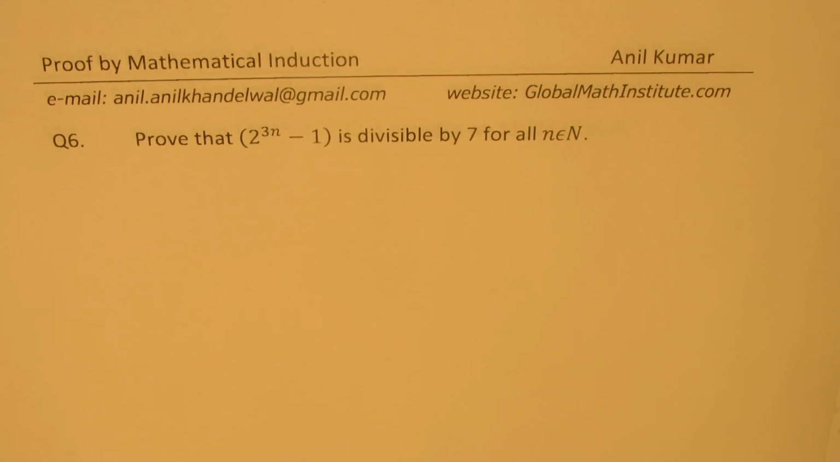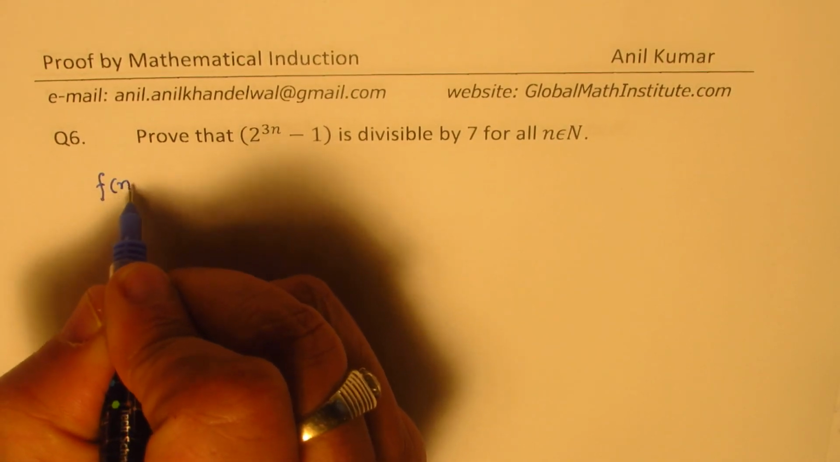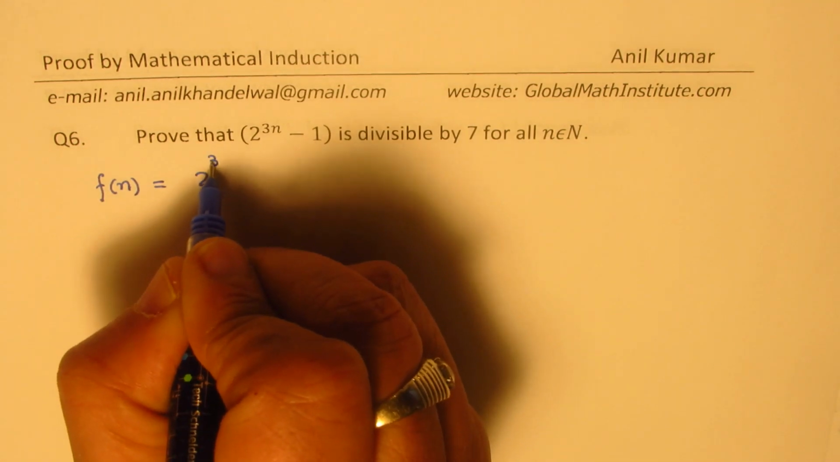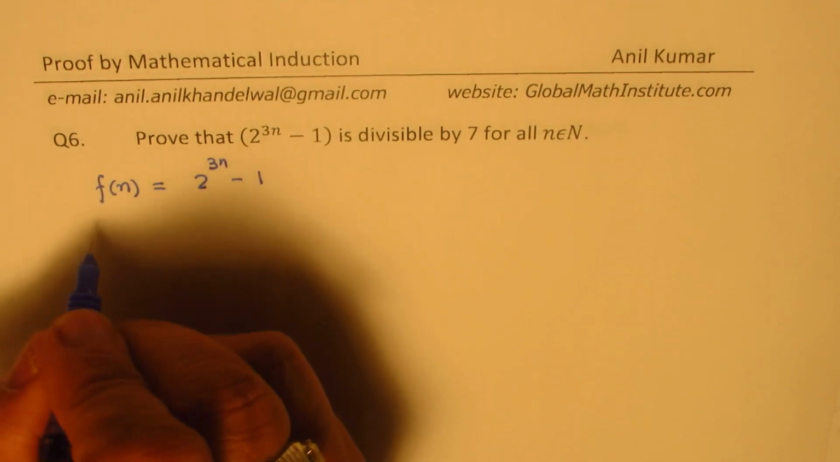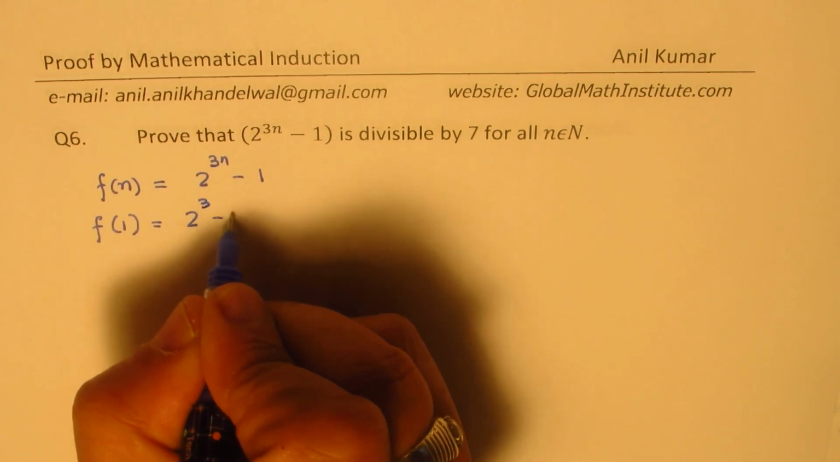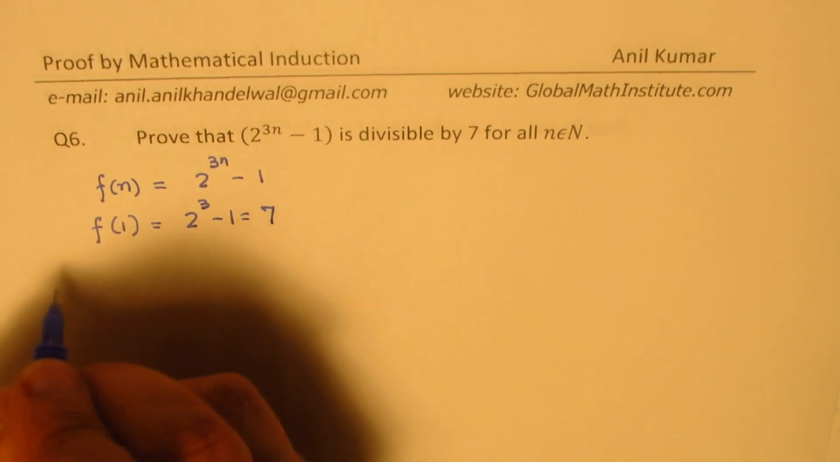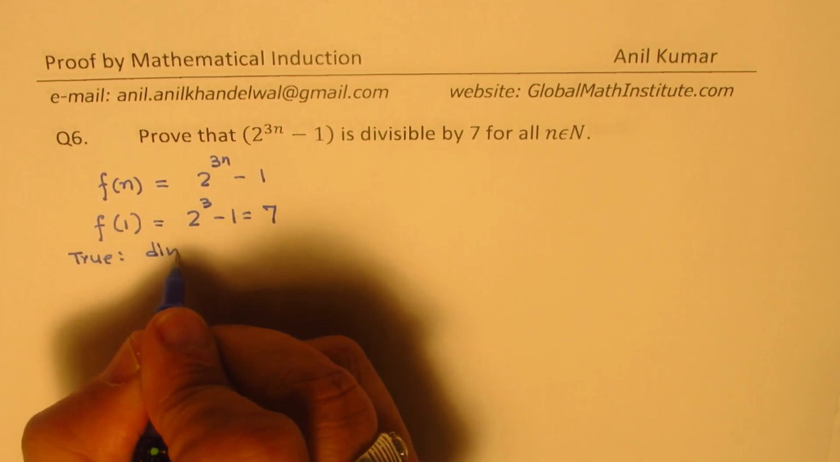Now we need to show that 2 to the power of 3n minus 1 is divisible by 7, right? So we have learned many strategies. I'd like you to pause the video and adopt one of those to prove. So we'll define the function f of n as equal to 2 to the power of 3n minus 1. To prove by the method of induction, we'll check first for n equals to 1. So we have 2 to the power of 3 minus 1, which is 7. So definitely this is true, right? It is divisible by 7.